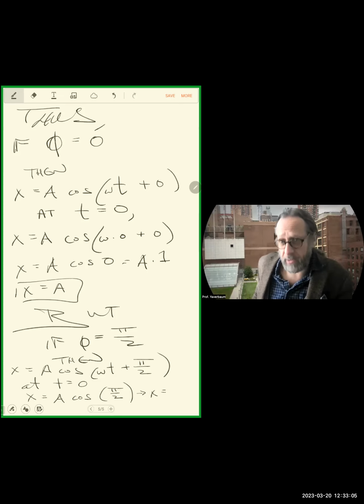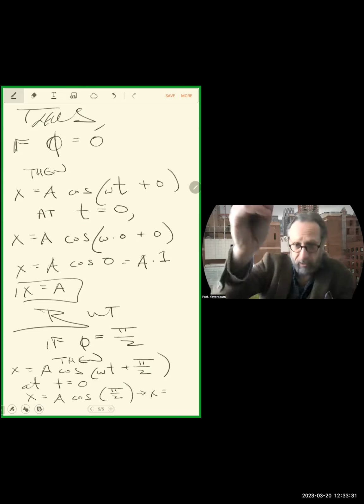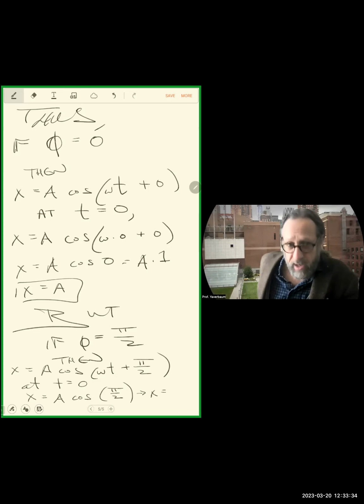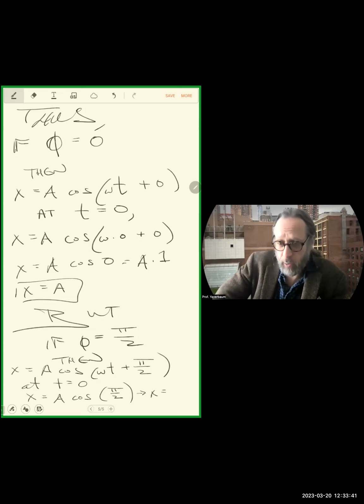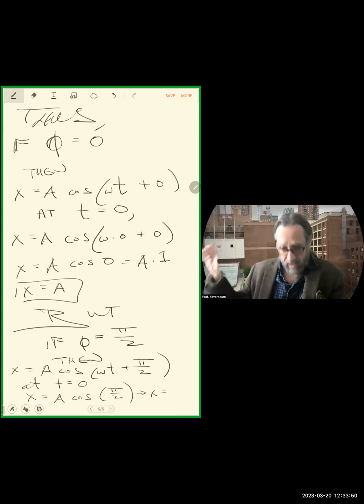Just to do this example of what the phase constant means, what its physical significance is, assume phi equals zero, which is the assumption for all the early solutions we were doing before we realized there was a phase constant. Then if phi equals zero, at t equals zero for a typical harmonic oscillator, x equals A, right? You plug in zero for t and take the cosine of zero, you get one. So that reestablishes the base case: if there's no phase constant, you're starting your stopwatch when the mass is at the amplitude position.